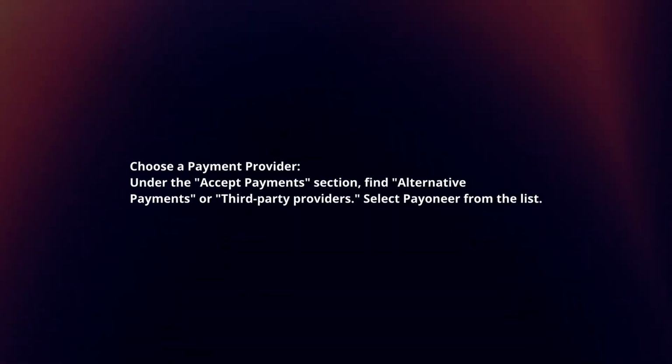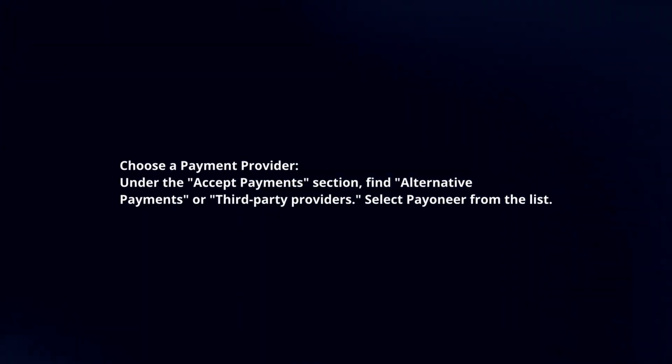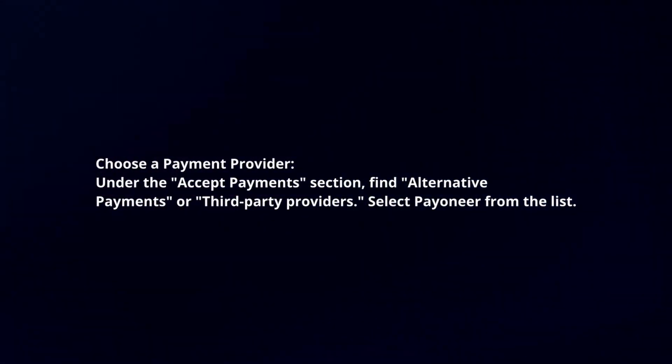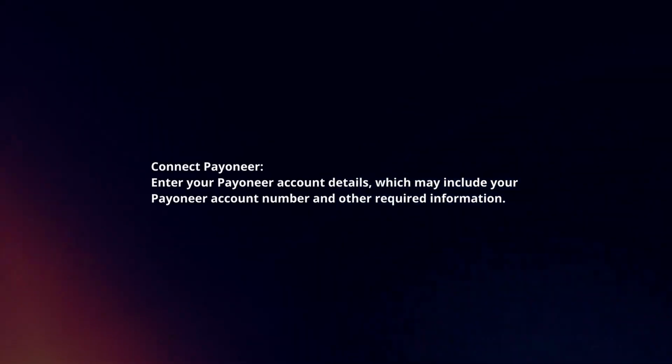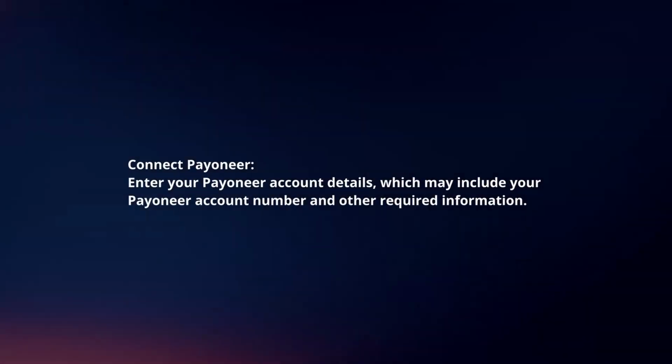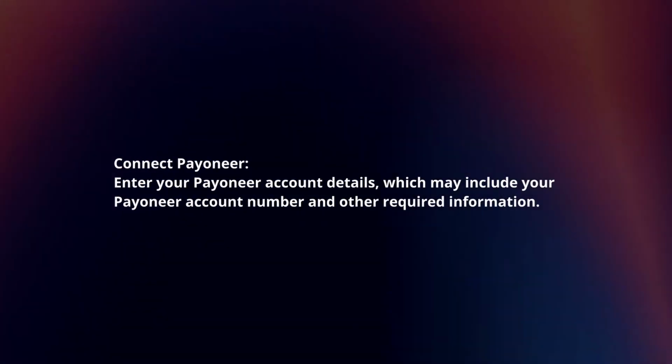Choose a payment provider. Under the Accept Payments section, find alternative payments or third-party providers. Select Payoneer from the list. Connect Payoneer. Enter your Payoneer account details, which may include your Payoneer account number and other required information.